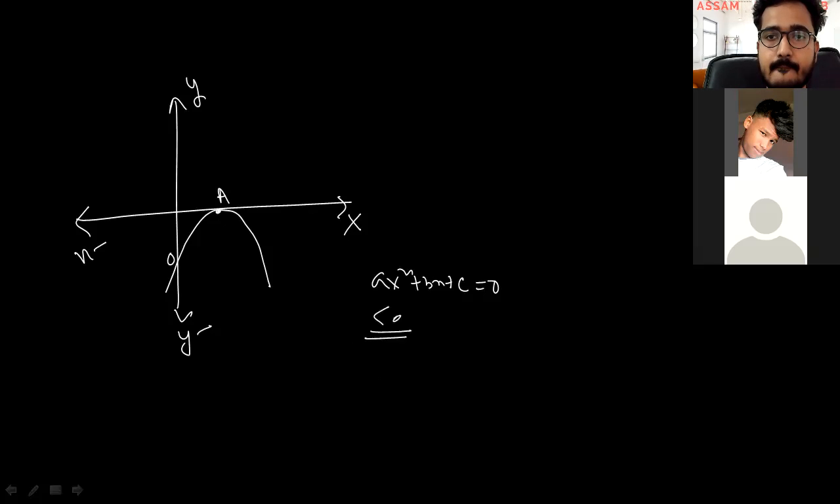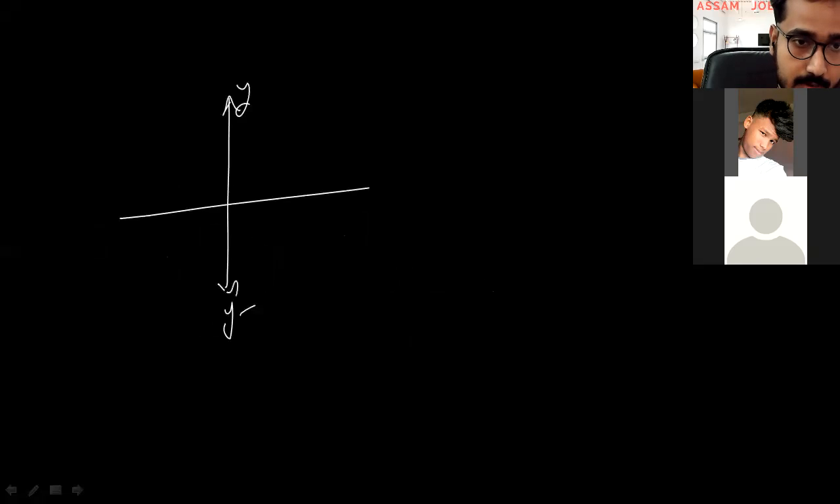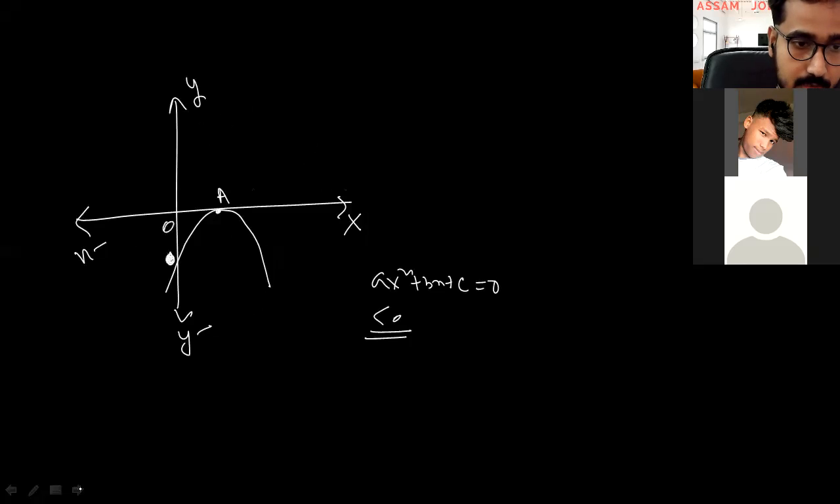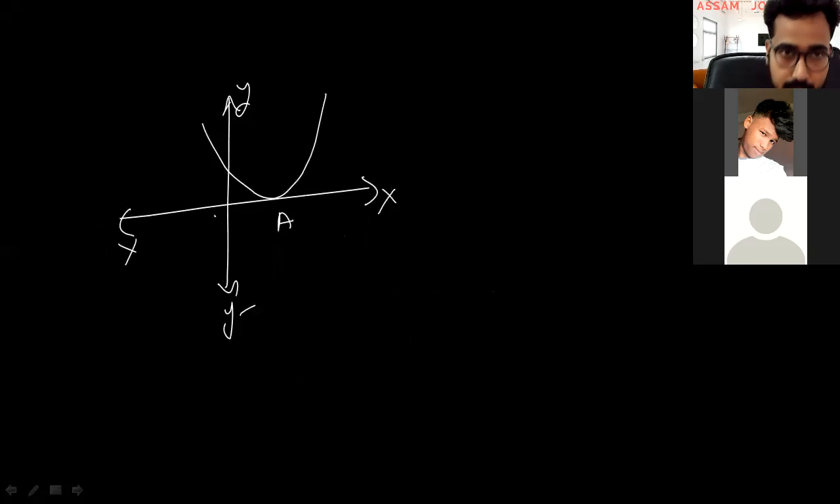Clear everyone? Tell me, clear or not? Now see the next graph. Here again, y dash, x dash. Here again, the parabola cuts the x-axis at only 1 point. So again it has only one solution. Yes or no? This is O. Okay. So here also it has only one solution.